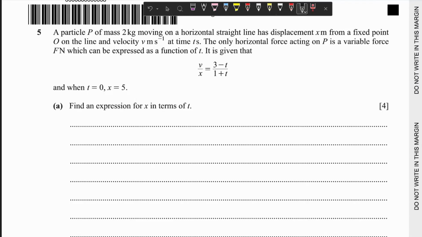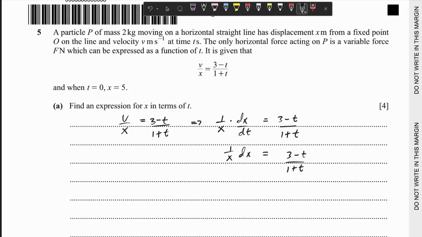All right, so here we've got v over x being equal to 3 minus t over 1 plus t. Now, this is the same as 1 over x of v, but we know that v is dx by dt, so that's equal to 3 minus t over 1 plus t. All right, so we can separate the variables, so that we'll be having 1 over x of dx is equal to 3 minus t over 1 plus t of dt, and we introduce the integral right here.